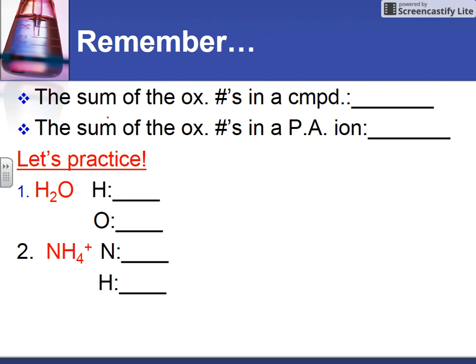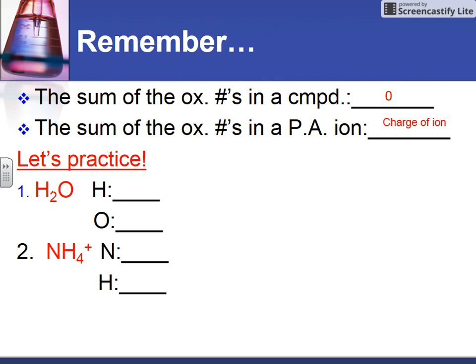Now, as I've already mentioned, the sum of the oxidation numbers in a compound has to add up to 0. And if you happen to have a polyatomic ion, like with your net ionic equations, the sum of the oxidation numbers in the polyatomic ion equals the charge of the ion. So let's do a couple of examples here.